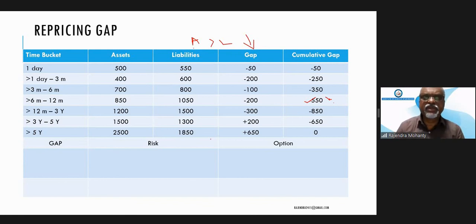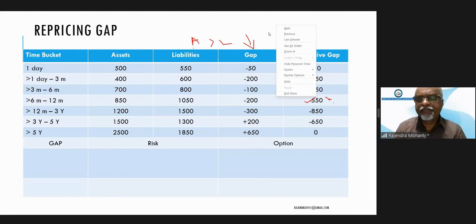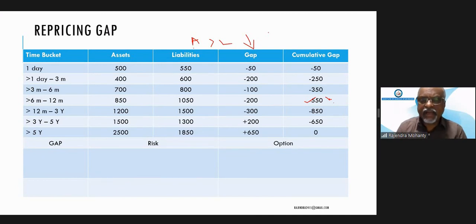Suppose the reverse position is when RSA is less than RSL. In that case, RSL is greater, so the liability side is greater. So what will happen? If liability is more and the interest rate is coming down, what will happen? NII will increase, because RSL is more.